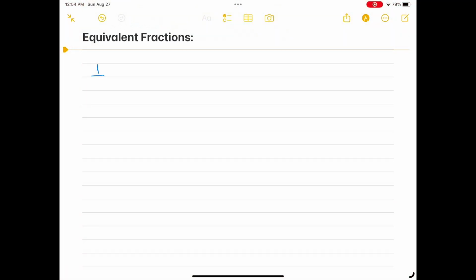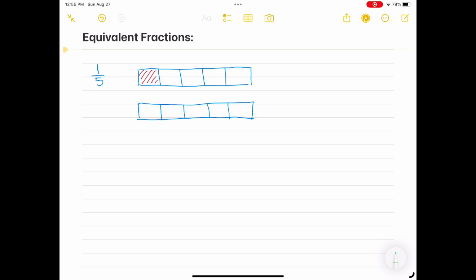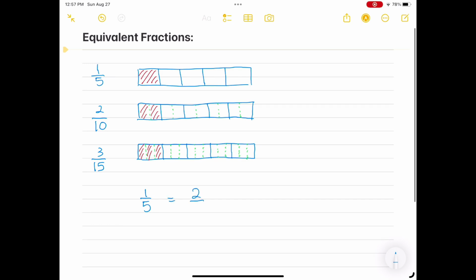So here we have 1/5, or one whole thing divided into 5 equal parts. And I emphasize one of those equal parts to show the fraction 1/5. Now suppose I take that same whole thing and divide it into 10 equal parts. If I emphasize 2 of those 10 equal parts, then I show the fraction 2/10. 2/10 is an equal fraction or equivalent fraction to 1/5. That same bar divided into 15 equal parts, with 3 of those equal parts highlighted, shows the fraction 3/15, which is also equivalent to 1/5 and 2/10.